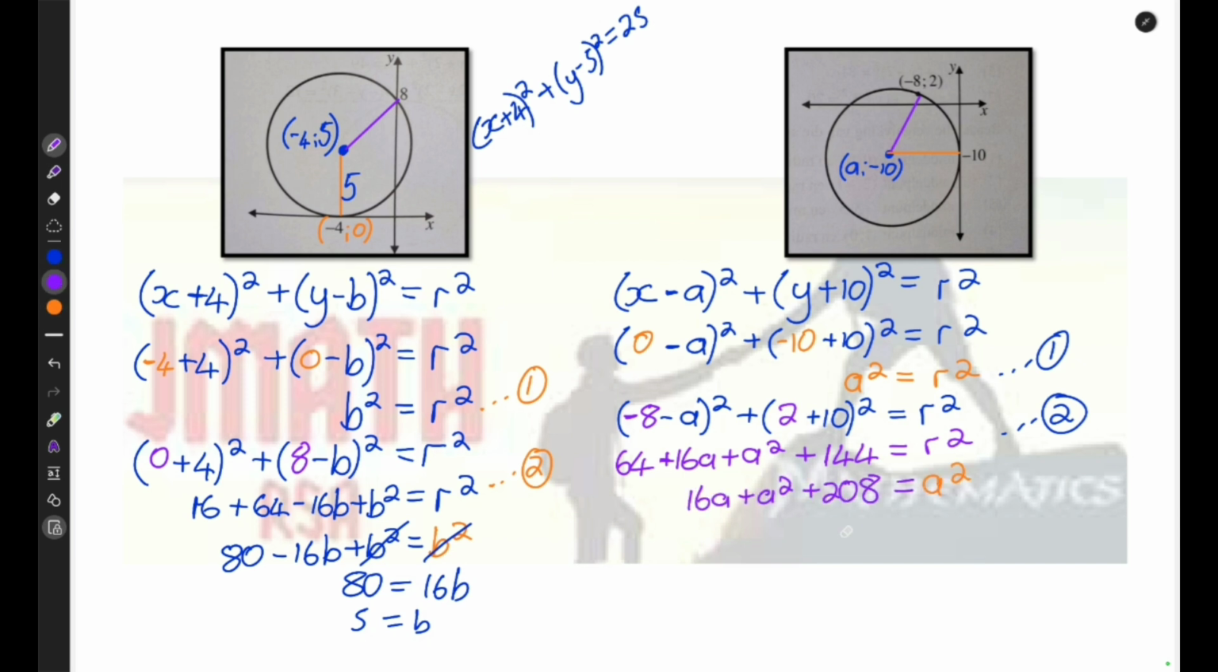Now I can see that the a squares are going to cancel, and then 16a is equal to negative 208, and if I divide that, I get minus 13. And therefore, the equation of this circle is (x + 13)² + (y + 10)² would be equal to, and if a is minus 13, then it means the radius is 13, so that's just 13 squared, which is 169.